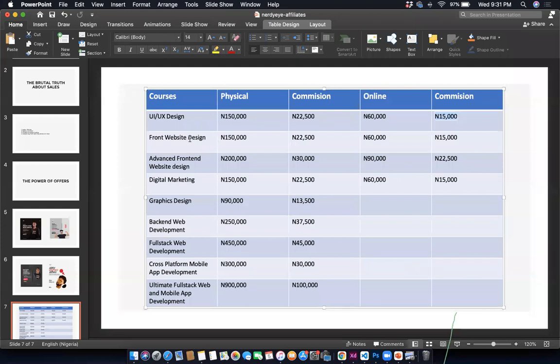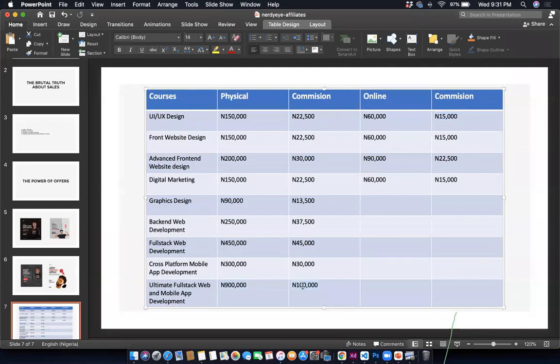So front-end web design as well, the same thing, 25,000 naira, you get 15,000 naira. Advanced front-end web design, 200,000 naira, if you sell it, you get 30,000 naira. We have our ultimate full stack mobile app development course that is 900K. If you sell it, you get 100,000 naira commission.